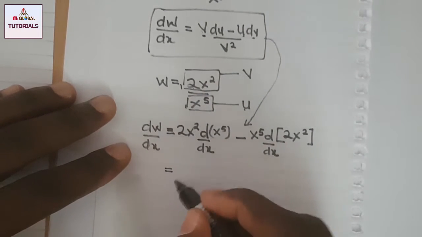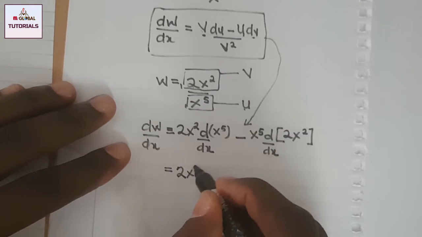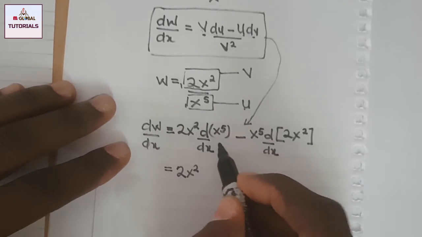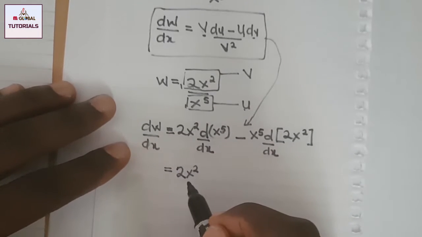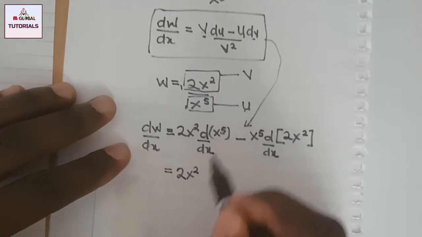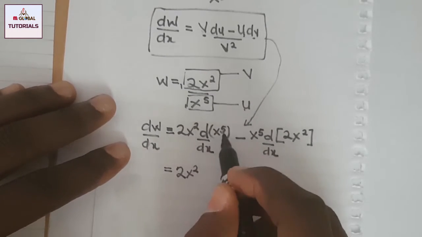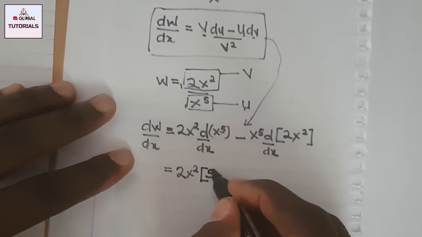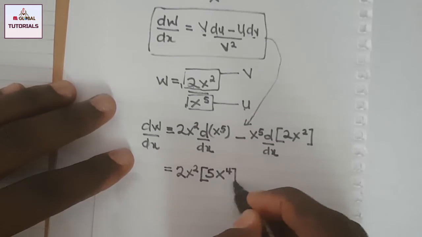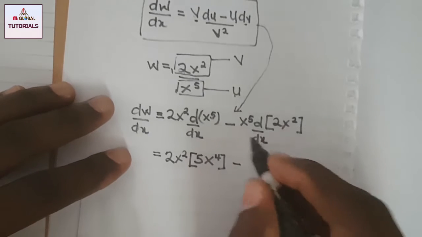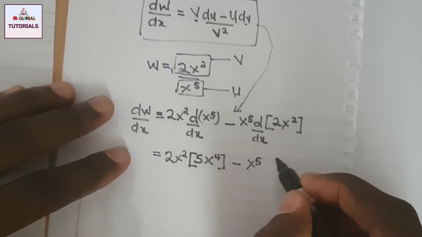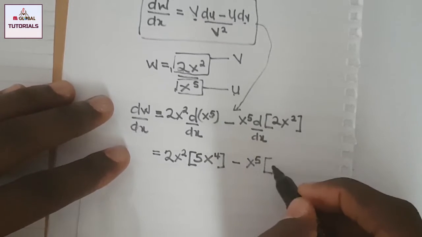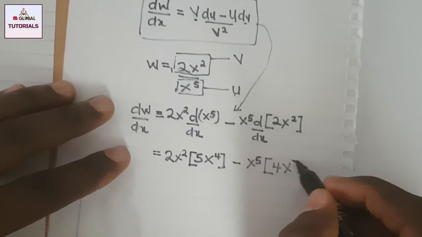This one is a constant, so we still write it back here, 2x squared. Then we differentiate x to the power 5. This one is a power rule, and if you don't remember, you go back to my tutorials on power rule and then go over it. So we differentiate x to the power 5. It gives us 5x to the power 4. Alright. Minus x to the power 5. When you differentiate 2x squared, it gives us 4x.